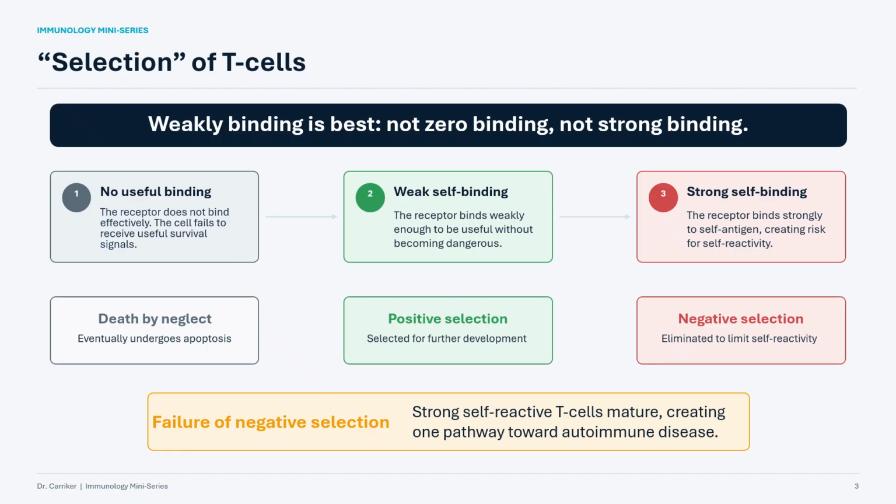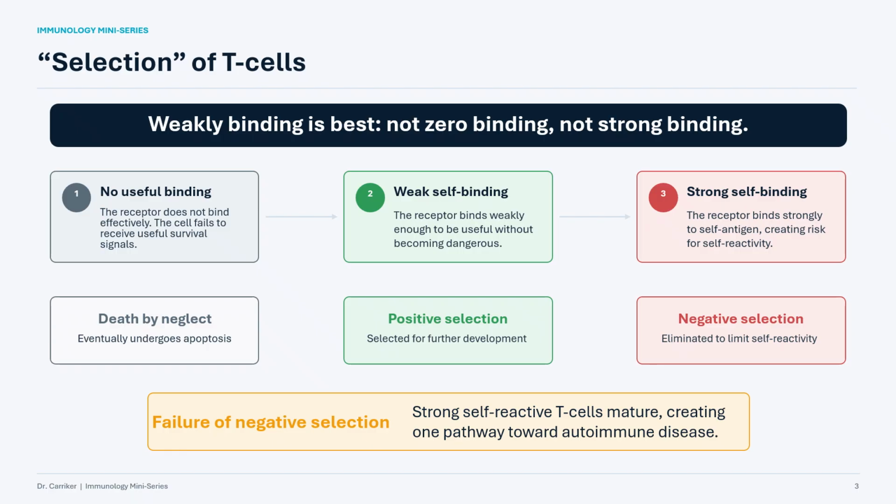Death by neglect refers to cells that essentially fail the test because they don't bind and they're not useful to keep around. Negative selection is when the body deliberately eliminates a strongly binding T cell because it is too reactive, and too reactive against self-antigen is a recipe for autoimmune disease. So the phrase I want you to keep in mind is that weak binding is best. Not zero binding, not strong binding, weakly binding.